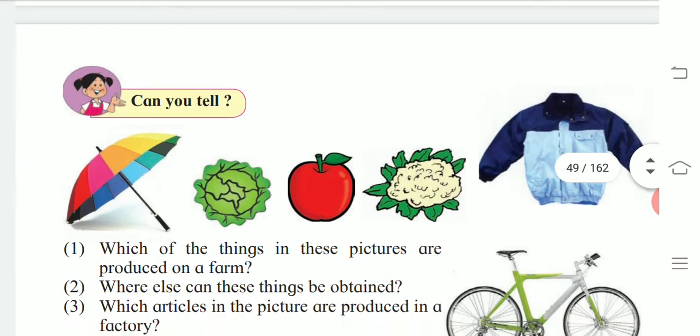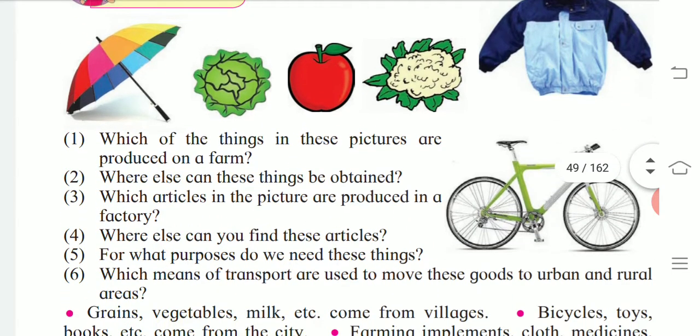Let's move ahead. Can you tell which of the things in this picture are produced on a farm? Where else can these things be obtained? Which articles in the picture are produced in a factory? Where else can you find these articles? For what purposes do we need these things? Which means of transport are used to move these goods to urban and rural areas?